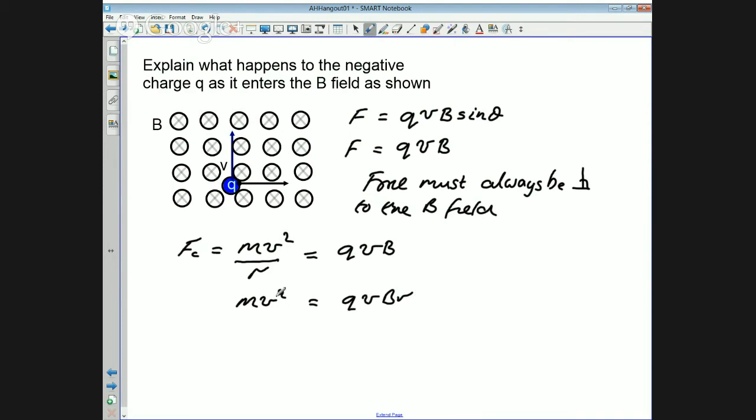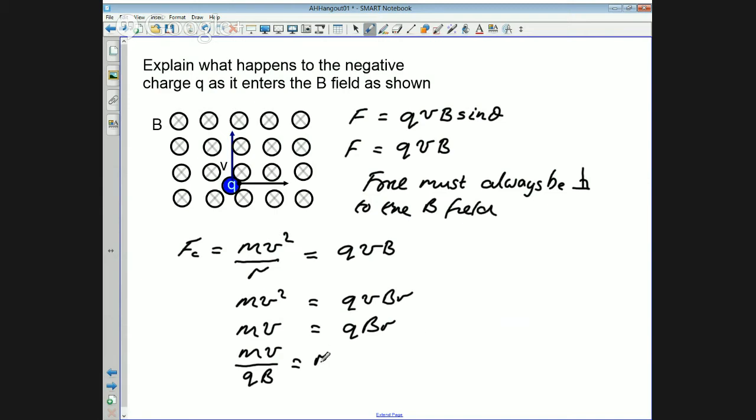Two v's, one v will cancel from here, one v will cancel from here, and you're left with mv equals qBr. And therefore, we just rearrange, you get m times v divided by qB is going to equal the radius of the orbit. Now, this is a standard proof, and it comes into advanced physics with magnetic fields and charged particles quite a lot.